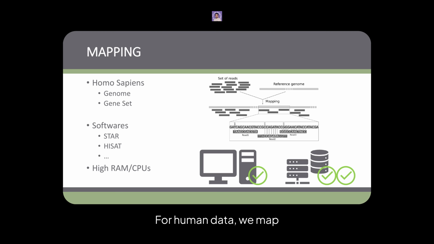For human data, we map reads to the Homo sapiens genome and gene set. Common aligners include STAR and HISAT, which are optimized for spliced RNA reads. These tools are computationally intensive, so we rely on high-memory multi-core servers to process large datasets efficiently.